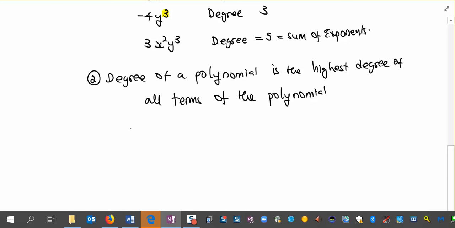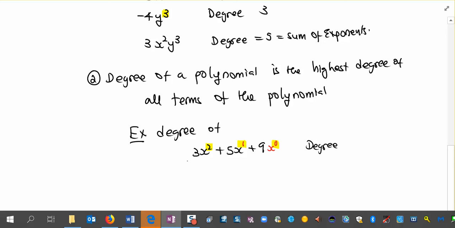So for example, degree of, say we have 3x squared plus 5x plus 9, right? So what are the exponents? This one has an exponent of 2, this one has an exponent of 1, and this has an exponent of 0. So if we ask ourselves what is the highest number, 2, 1, or 0, then the degree of the polynomial is 2.